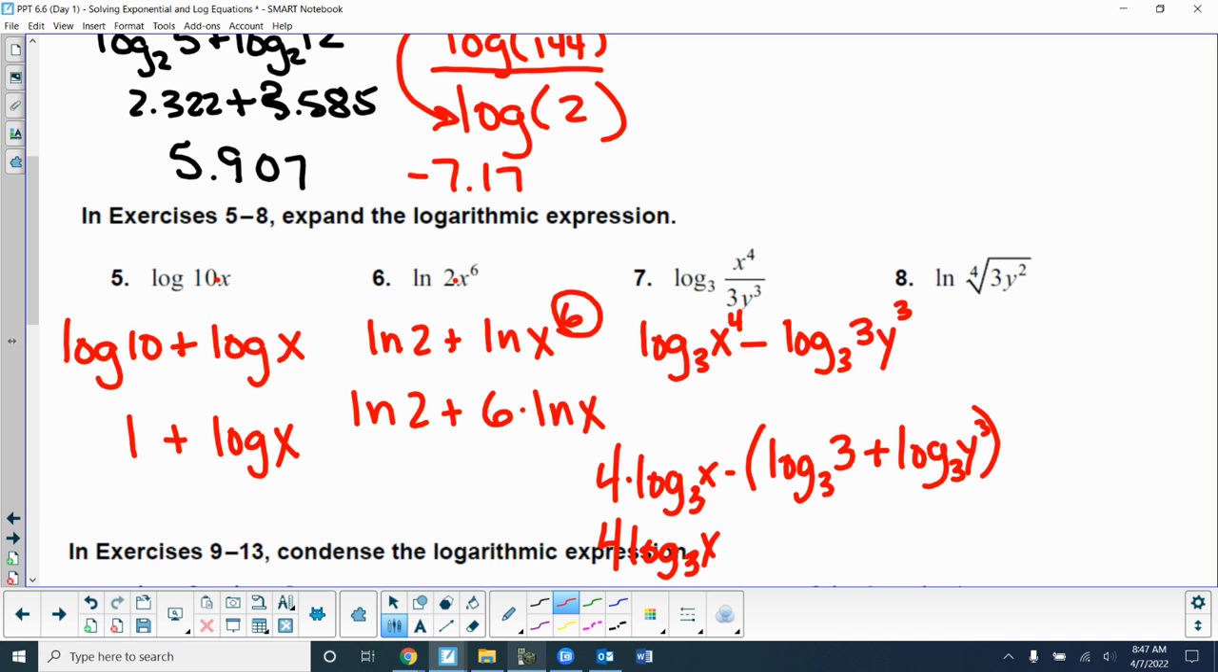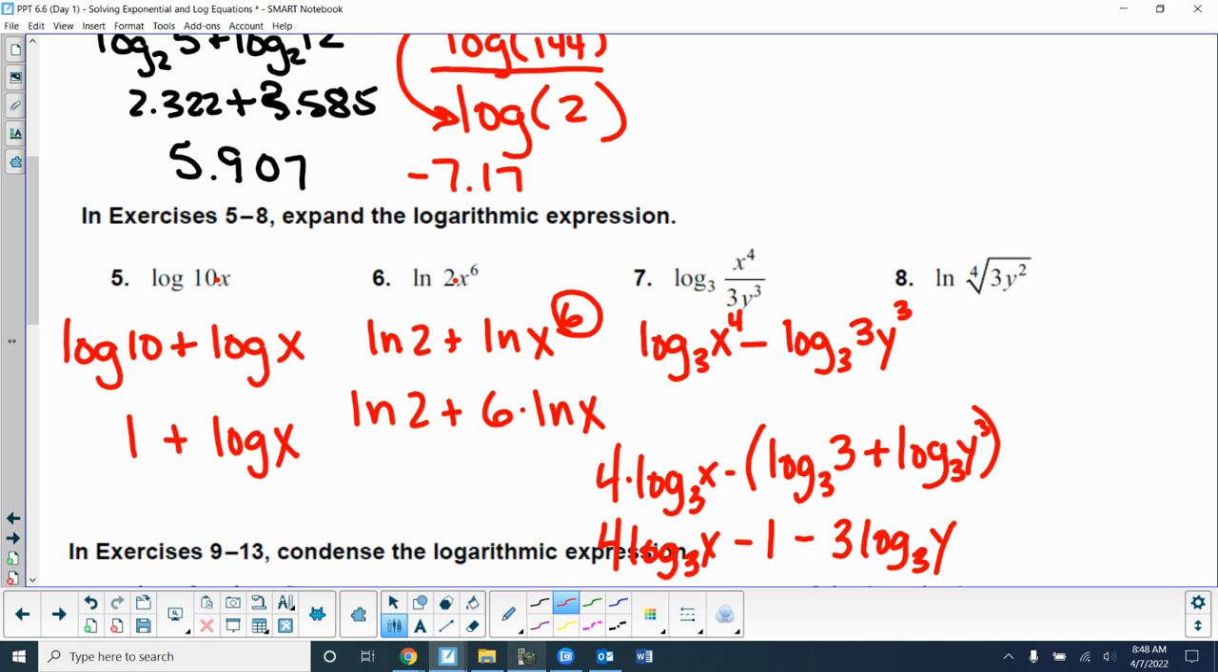What's this minus sign do to this one? What do we do with this 3 for the cube part? Put it out front. What's this negative do to that positive? Makes it negative. There's our answer. Expand it.